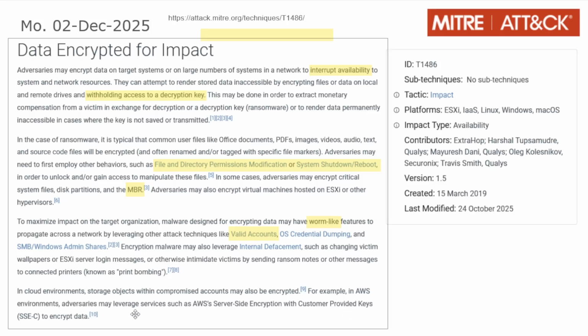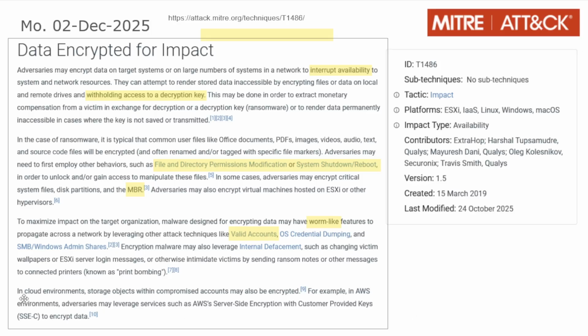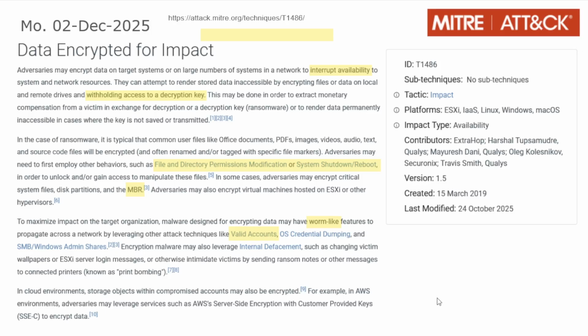In cloud environments, storage objects within compromised accounts may also be encrypted. Yes, storage objects. Yes, this is like a NAS system accessed by an account. Yes, it can be encrypted too. It's not NAS, it's cloud environment, sorry. So for example, in AWS, adversaries may leverage services such as AWS server-side encryption with customer-provided keys to encrypt data. Yes, so in cloud it is also a big deal.